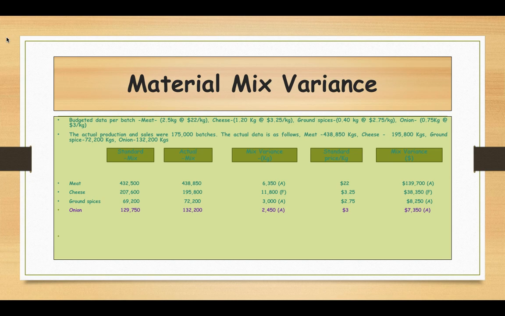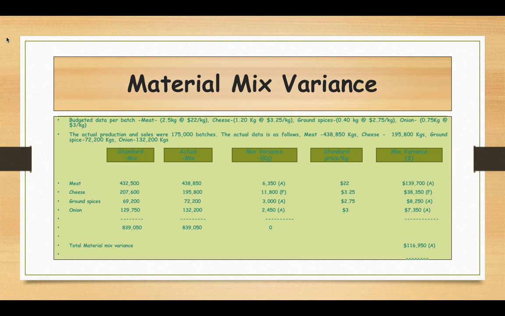So the mix variance for the onions is $7,350 adverse. So we'll calculate the total variance, which is 116,950 adverse. So if you add all those mix variances in money value, we will get the total mix variance of 116,950 adverse.